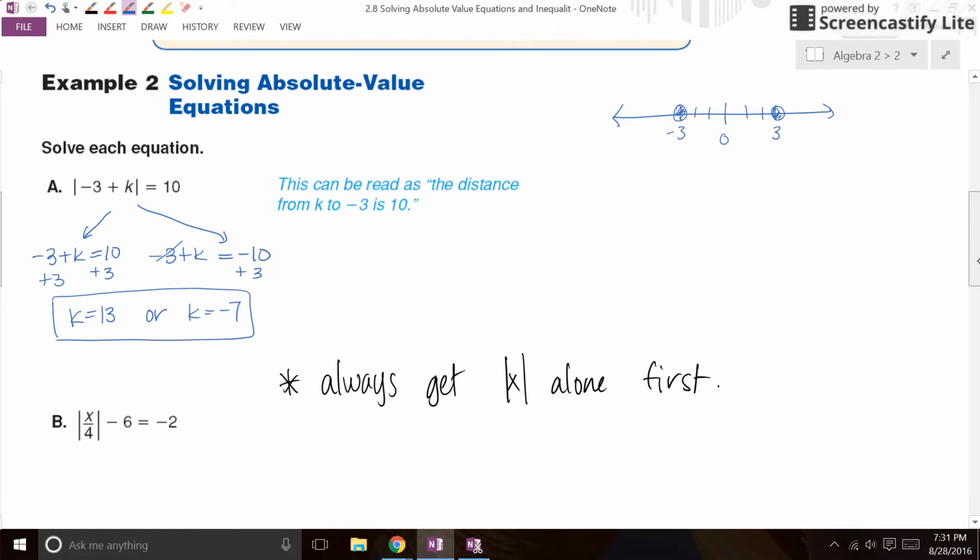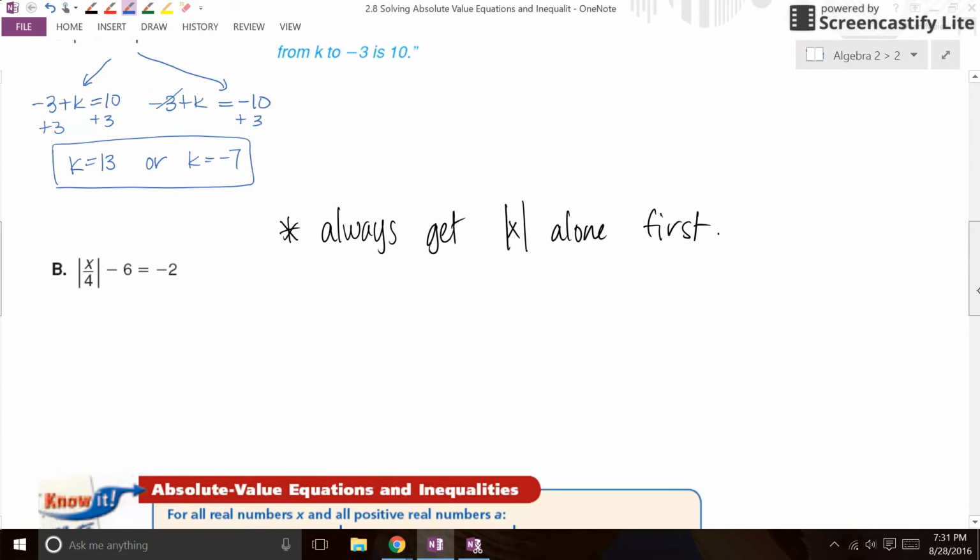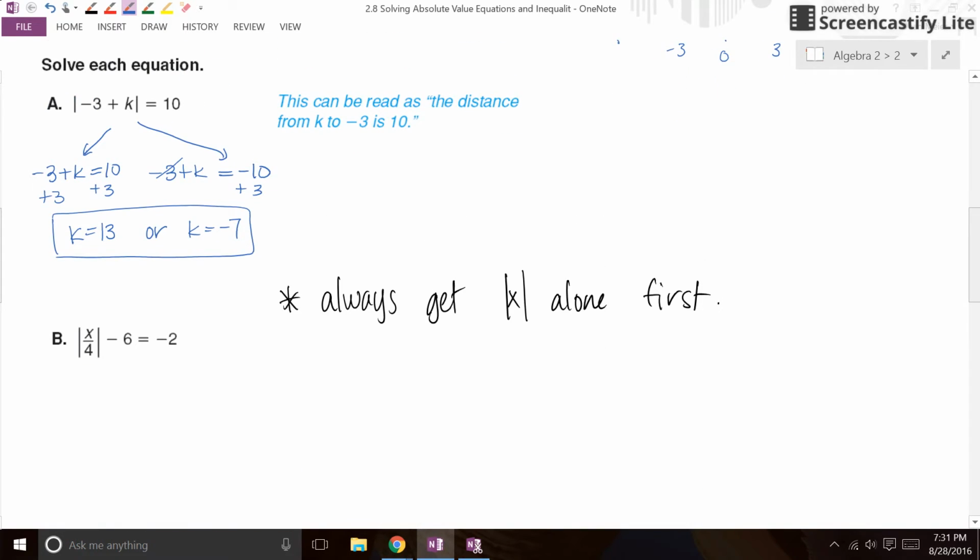Very, very interesting. When you solve these, my little hint to you here, always get the absolute value alone first. See that 6 floating around? That's a constant. Why isn't it with the 2? Because that's also a constant. They're not in the absolute value bars, so why aren't they together? That's really weird, right? So I'm going to add 6 to both sides before I do anything. Absolute value of x over 4 is equal to 4.